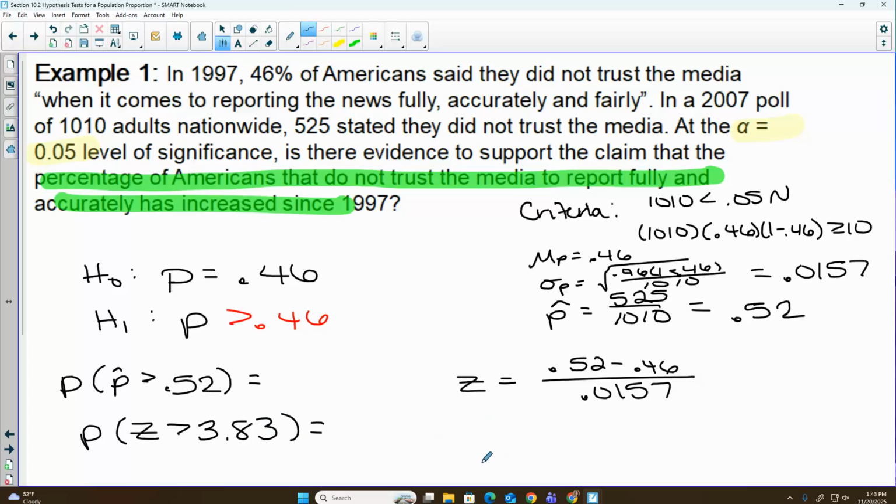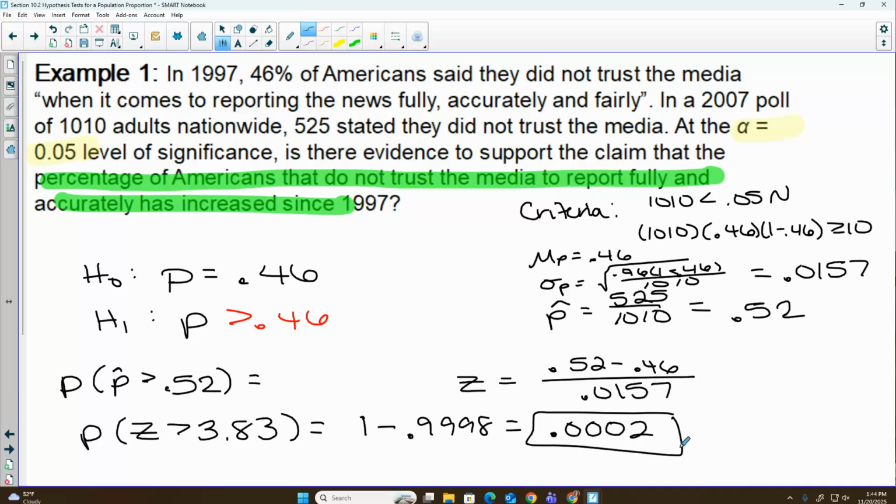All right. What happens if I go to look 3.83 up on my table? It's not even there. Let's go with the closest we can. Greater than is 1 minus. The closest my table goes is 3.49, so that's what I would have to use. And we get 0.0002. So if the null is true, if the proportion is still 46%, the probability that I got a sample of 52% is a less than 0.02% chance.